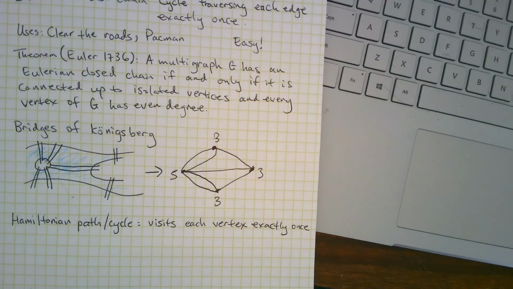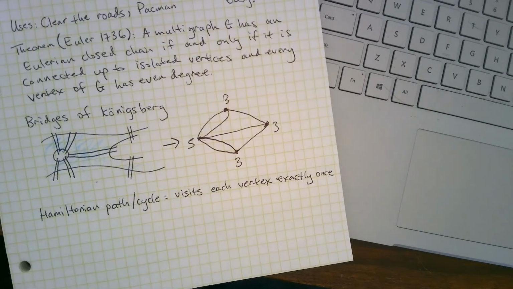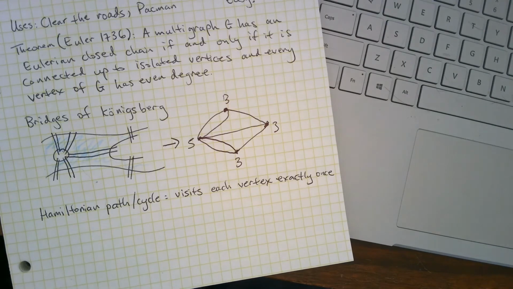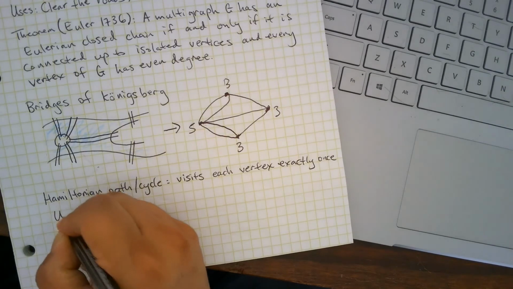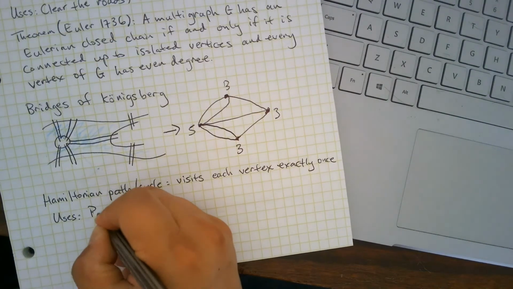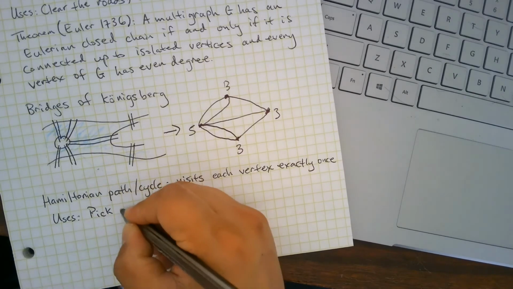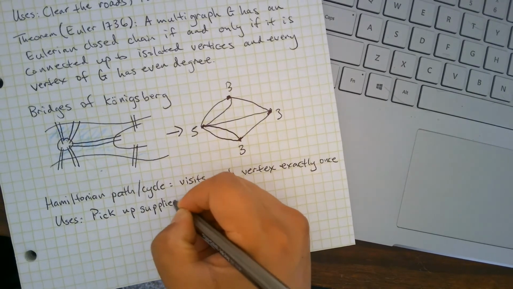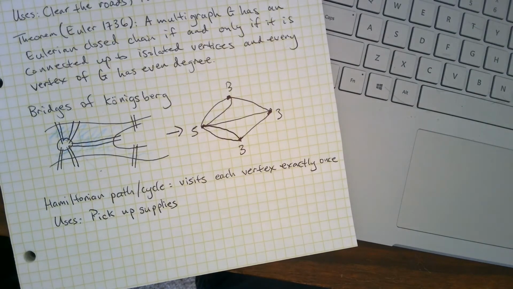Hamiltonian paths and cycles are different. So Eulerian closed chains, I wanted to cross each edge once. A Hamiltonian path or cycle visits each vertex exactly once. What might we use this for? Well, I don't care what roads I'm going along, but maybe I'm picking up supplies. Then I just need to make sure I visit the supply stations once.